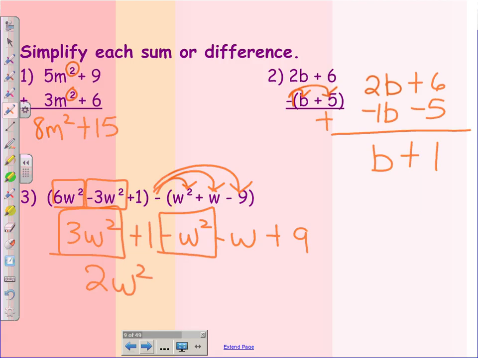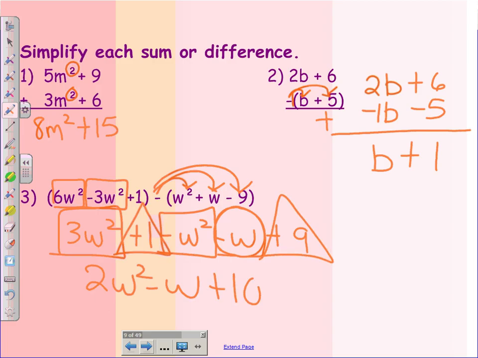And then I have a negative w, negative w. And then last but not least, I have my constants. So that's going to give me a plus 10. And we want to make sure that our final answer is in standard form, meaning that I've got a squared here, and w would be to the first power. That is in descending order.